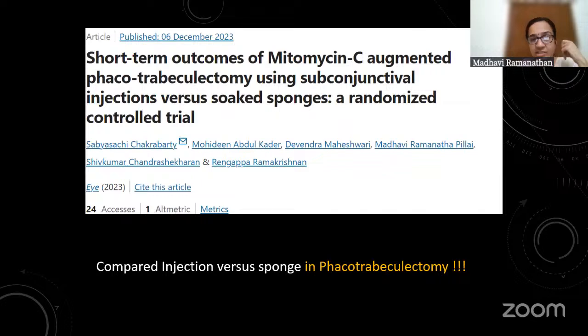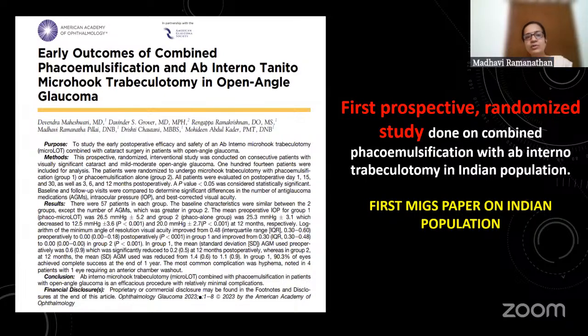That was done in trabeculectomy. Now the next research question: whether this injection versus sponge is good in phacotrabeculectomy. From that research question came the third article. So that is about that particular topic of interest. This is another topic, comparing ab interno microtrabeculotomy with the standard phacoemulsification. So what is the key to this research question?